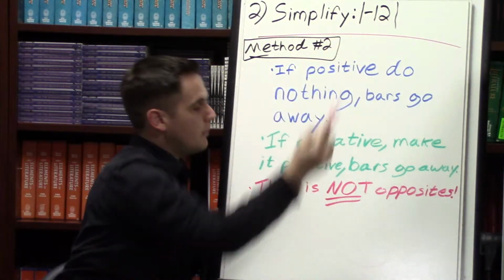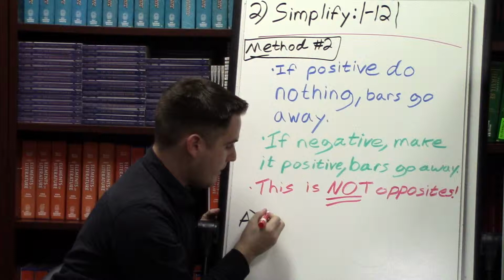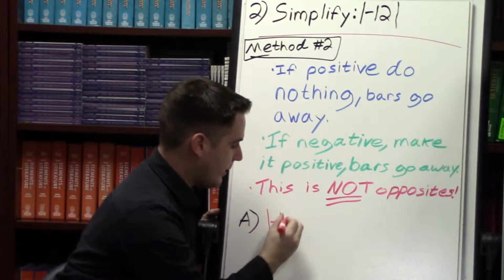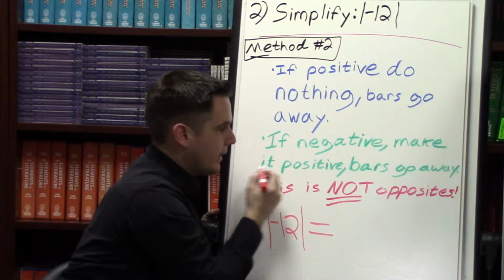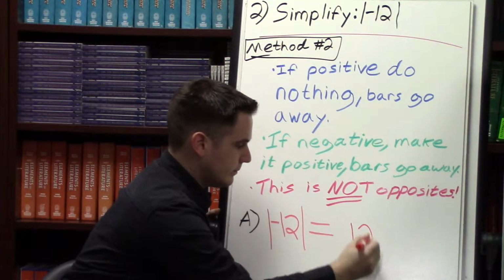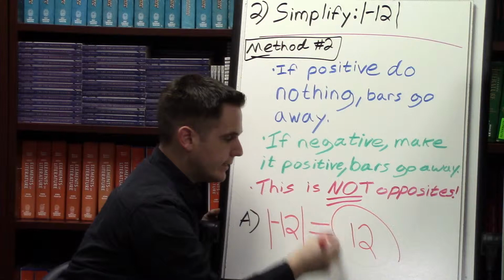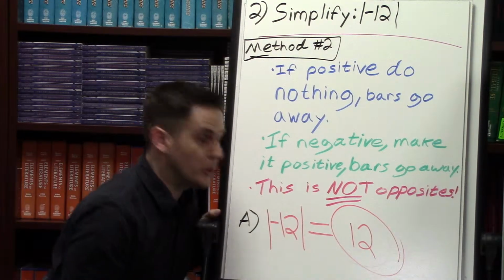So we've got a negative number, so that means the absolute value of -12: negative, make it positive, bars go away, and there's your answer for number 2.